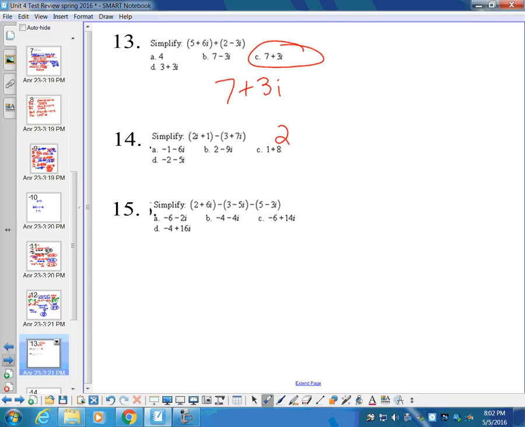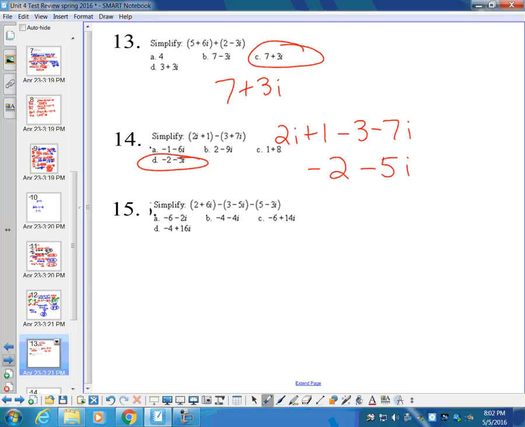Subtraction, I got to change my signs. So it's minus 3 minus 7i. 2i and 7i is negative 5i. 1 minus 3 is negative 2. So negative 2 minus 5i is D.